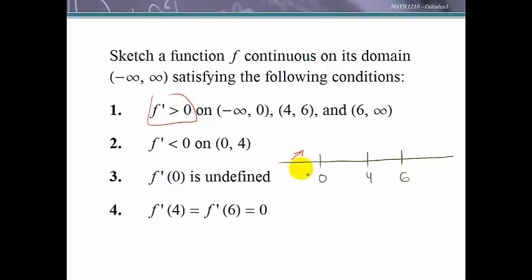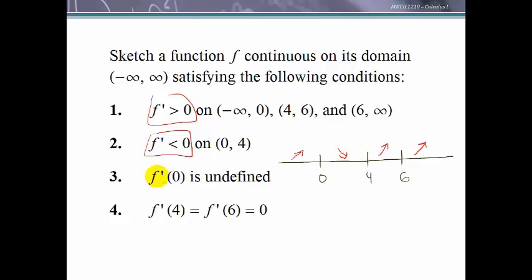So that tells us the function is increasing on this interval. From 4 to 6, the derivative is positive. From 6 to infinity, the derivative is positive. The derivative is less than 0, so negative from 0 to 4. So the function is decreasing from 0 to 4.